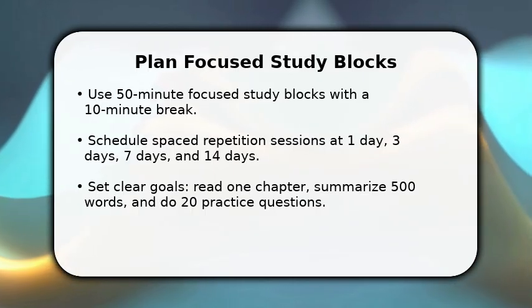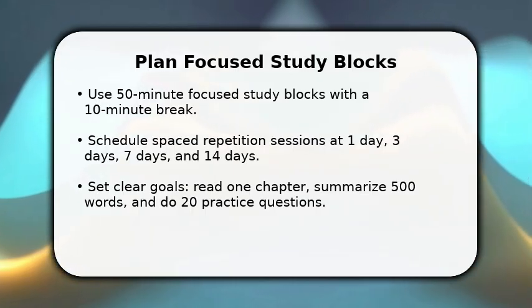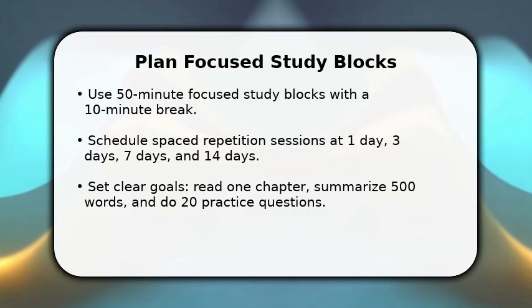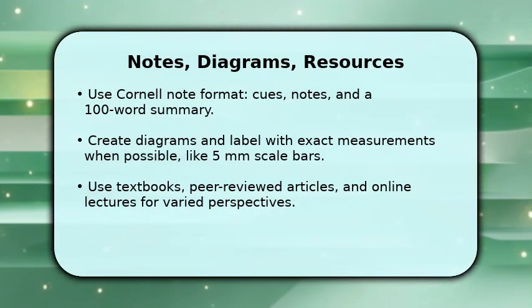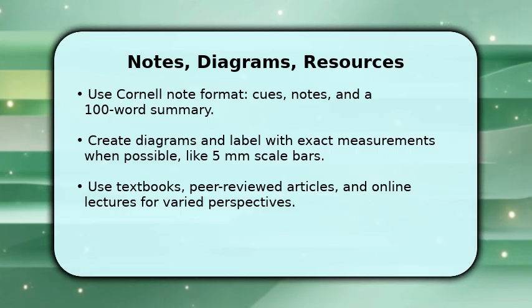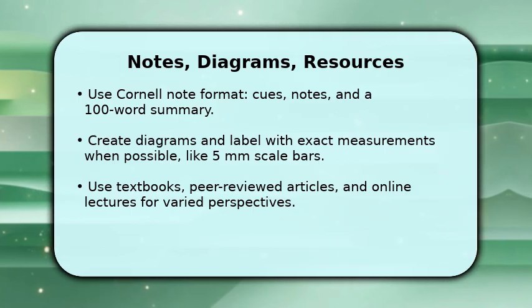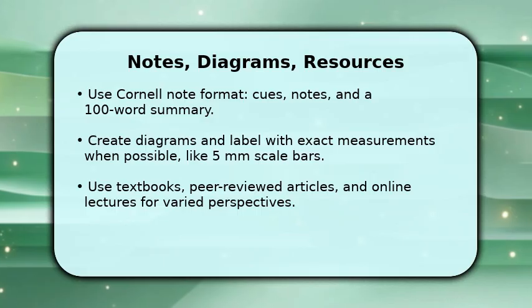Adopt a consistent note system that supports review and active recall. This reduces passive rereading. Use Cornell note format, cues, notes, and a 100-word summary to condense each lecture or chapter. Create diagrams and label with exact measurements when possible, like 5 mm scale bars or 1 cm scale bars for microscopes, to link visuals with numbers.